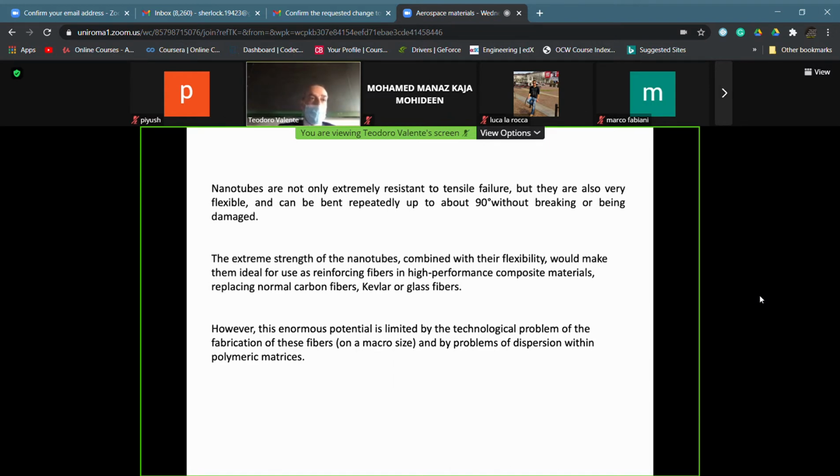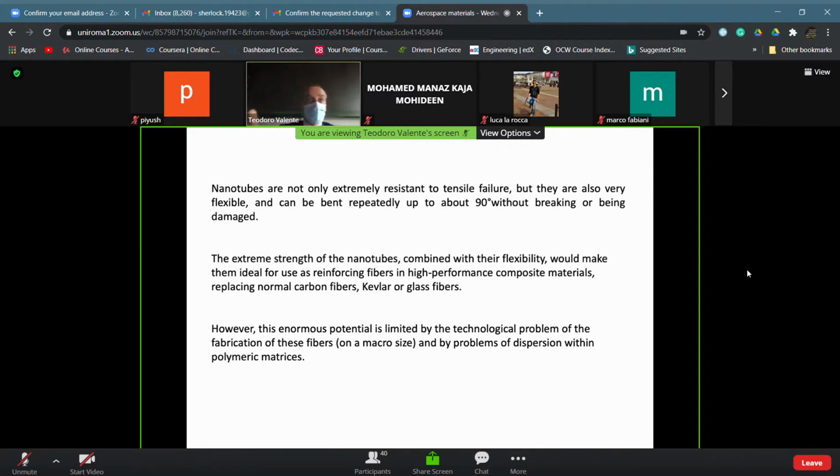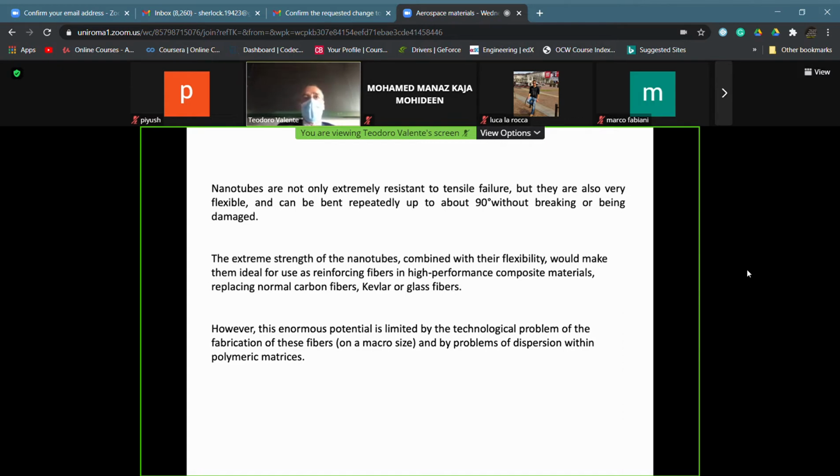And so we can say that this very, very high strength that we can expect from nanotubes, combined with this very relevant flexibility, 90 degrees, are aspects that would make these materials ideal for use, for example, as reinforcing fibers in high-performing composite materials, replacing, in principle, other types of reinforcing fibers, the most common ones: carbon, Kevlar, silicon carbide, or glass. And this is the reason why you will see, in the other examples, many examples of nanostructured materials which have the nano feature through the use of carbon nanotubes.